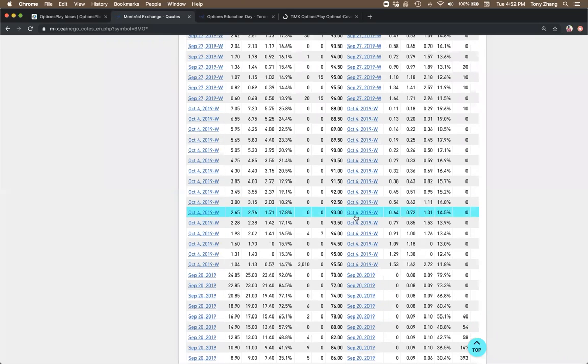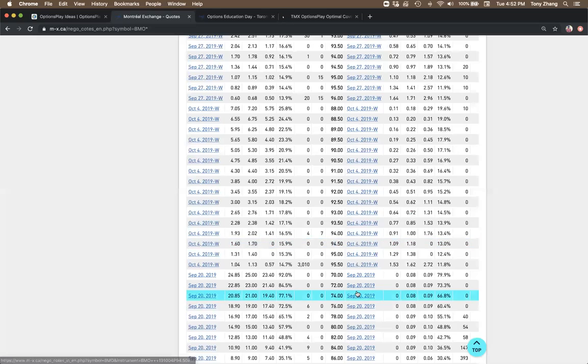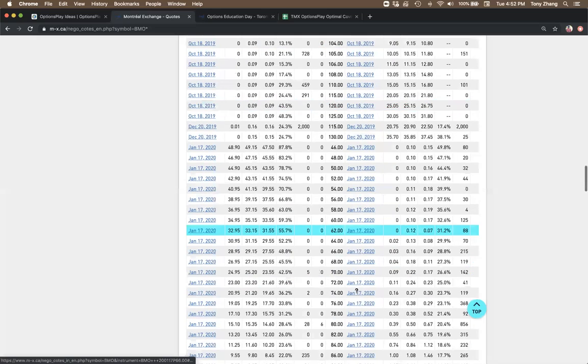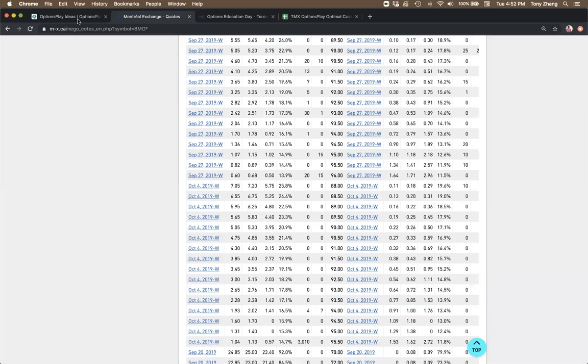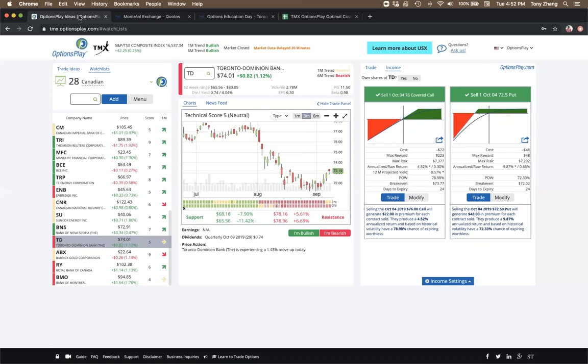Should I start on the October 4th or the September 27th or the September 20th? There's a lot of options here. How do you figure out which one to start with? And that's one of the things that we wanted to change with Options Play. We wanted to change that user experience.